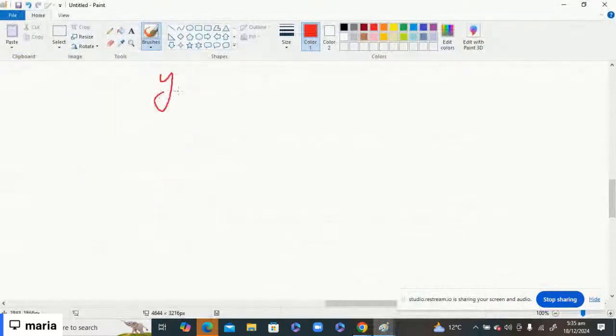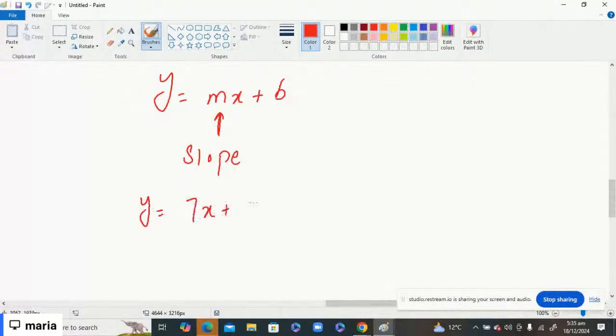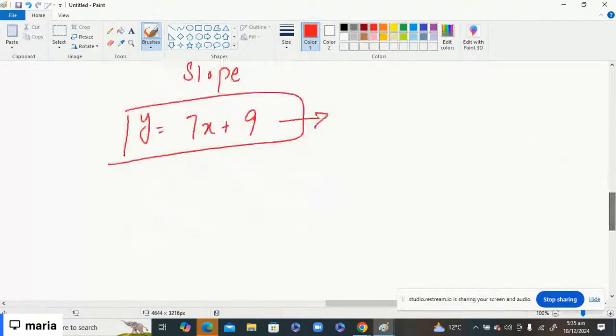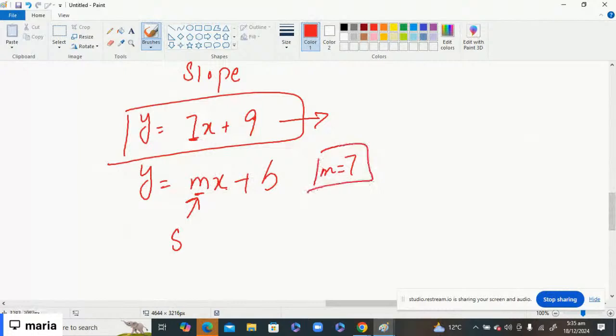The formula is here, y equals mx plus b. What is this m? This m is called the slope. For example, y equals 7x plus 9. If this question is given and they are saying to find the slope of this, as we know that y equals mx plus b, and the number which is multiplied with the x, that is m, that is the slope. So here the slope is 7. So 7 is your slope.